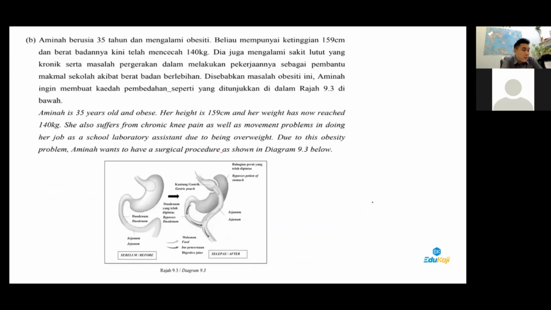Okay, Amina is 140 kilo. Not fat shaming, I'm just reading it with a different tone. So she has chronic knee pain. Guys, normally people with a heavier body would suffer leg or knee problems. So she wants to have such surgery. How? So the gastric pouch joins to the jejunum.